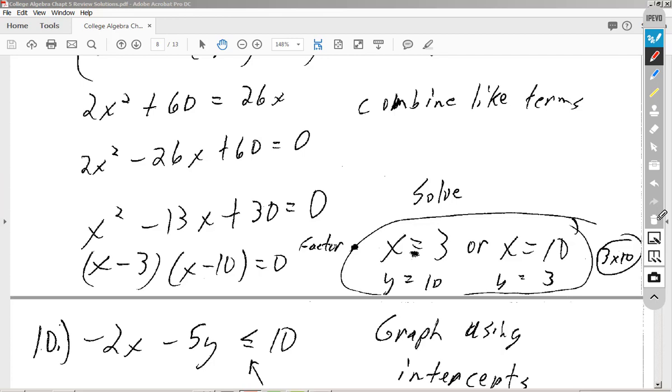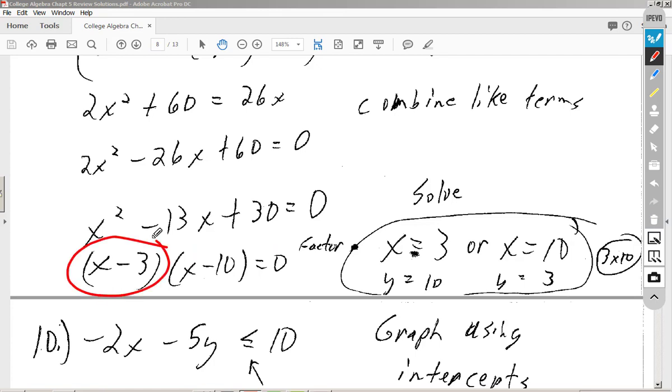So now the factors of 30 that are going to add up to be negative 13 are a negative 3 and a negative 10. Put those into my two binomials. So I have x minus 3 times x minus 10 all equals 0. So now here's my answers.